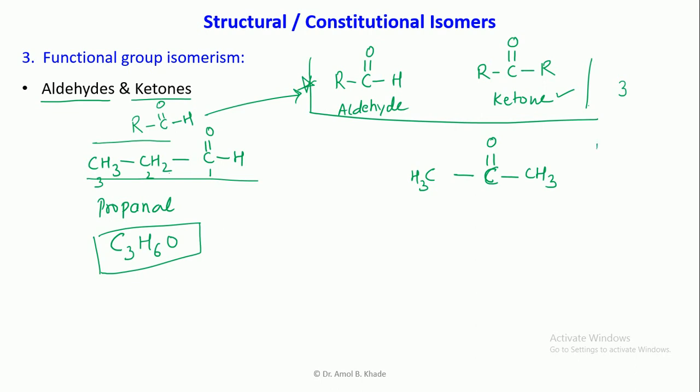So if you see, this now resembles this one, R C double bond O R. So this is a ketone. Now count the number of carbons, 3, count the number of hydrogens, 6, and count the number of oxygen, 1. So propanol having C3H6O, and what is this? This is dimethyl ketone. That is a common name.